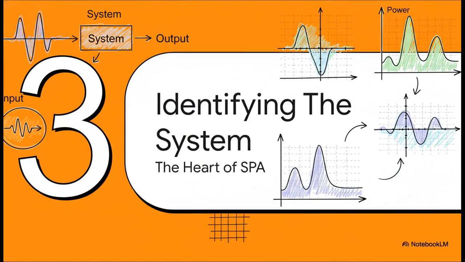Okay, so our data is prepped, it's clean, and we're ready for the main event: identifying the system. We have an input signal, we have an output signal. What we want to know is, what's the black box in between? What transforms the input into the output? Our key tool for this investigation is a MATLAB function called CPSD, which stands for cross-power spectral density.